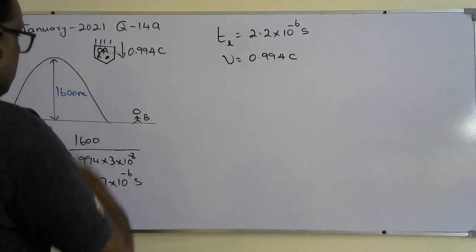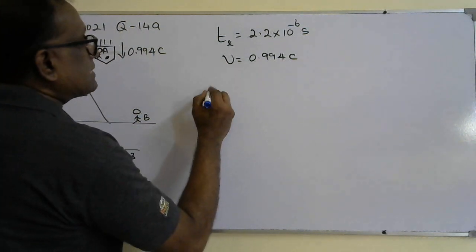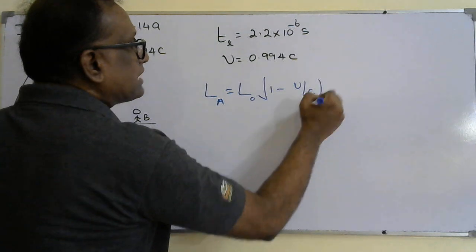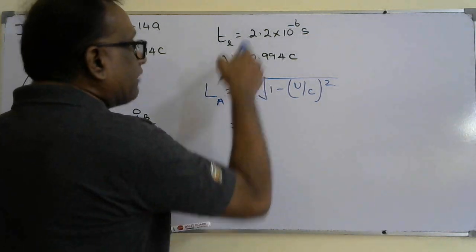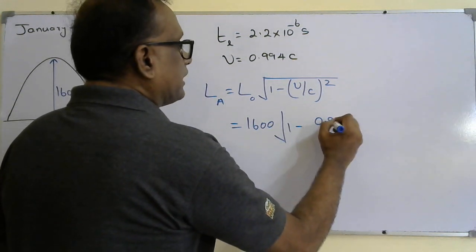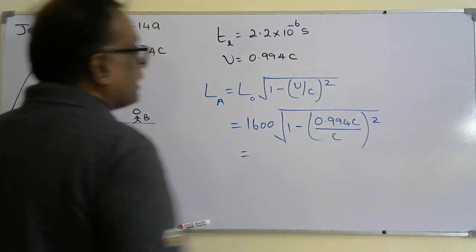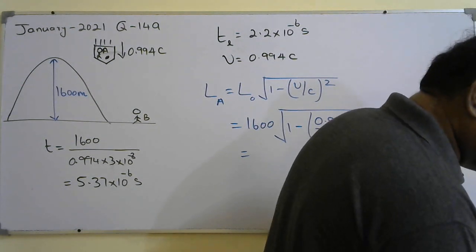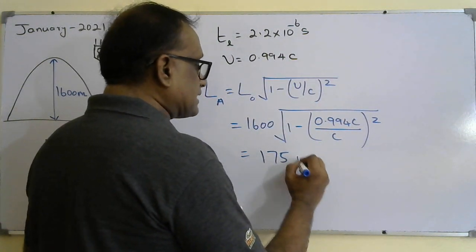If observer A measures the height of the mountain, the distance he needs to move down, he will measure L_A = L_0 √(1 − (v/c)²). So observer A, who is moving with the muon, will say the lifetime is the same, but the distance we are falling down uses 1 − (0.994c/c)². So if he measures it, the distance he is going to fall down is 175, much smaller, 175 meters.